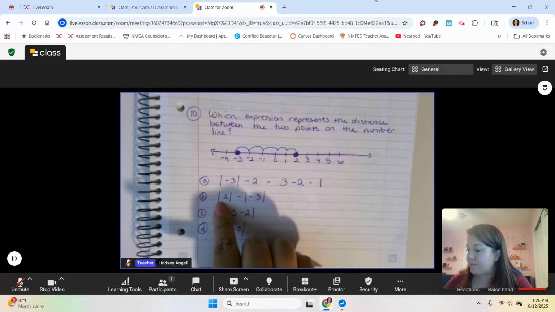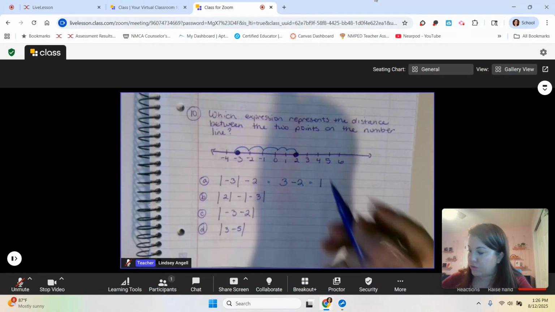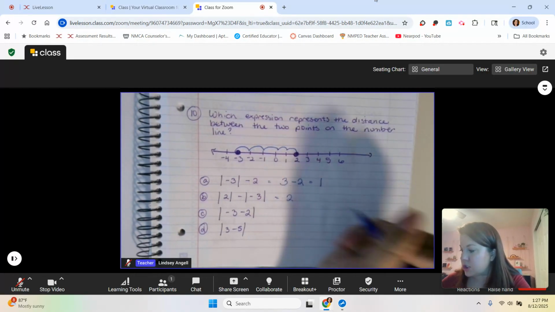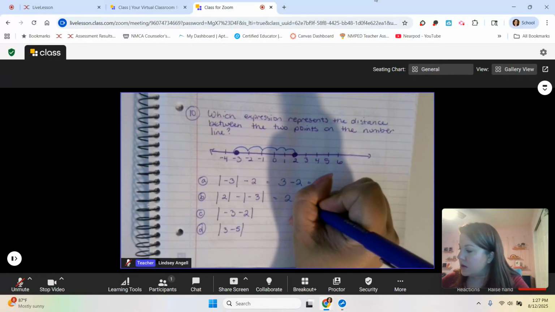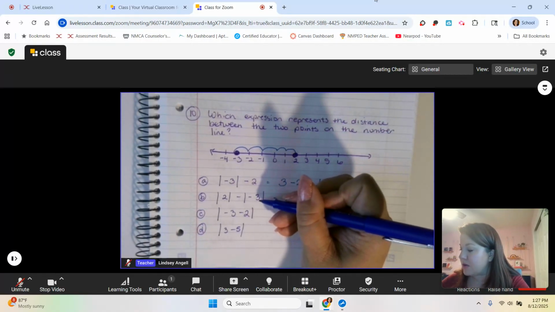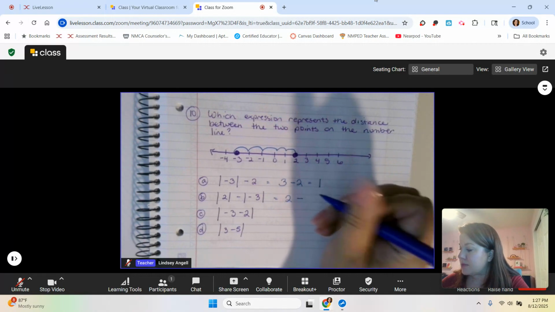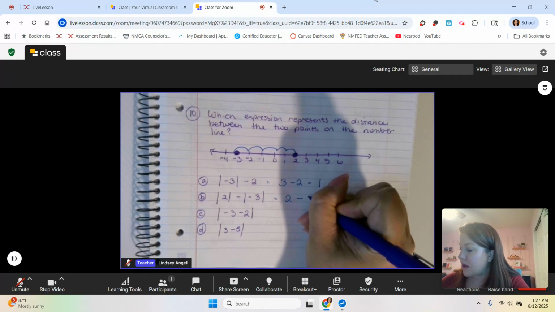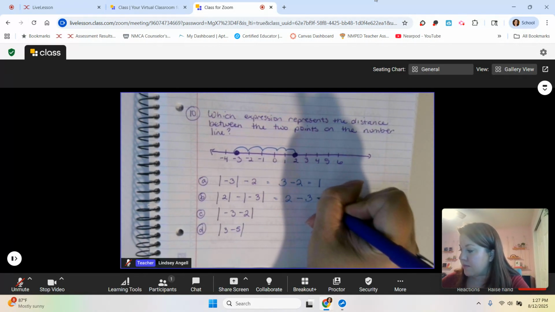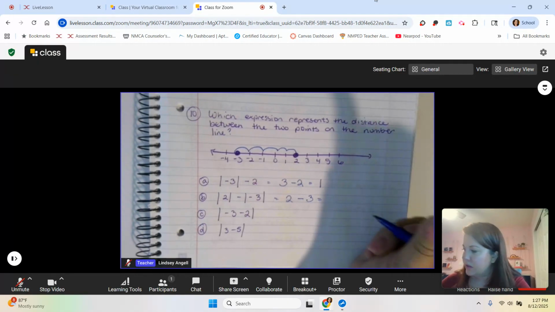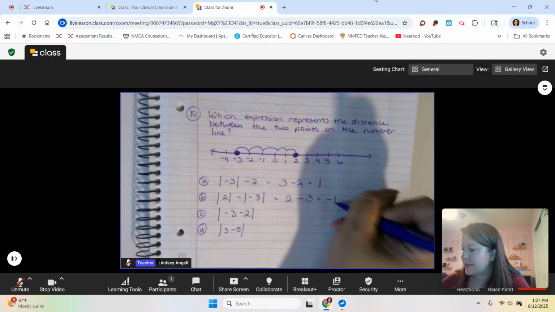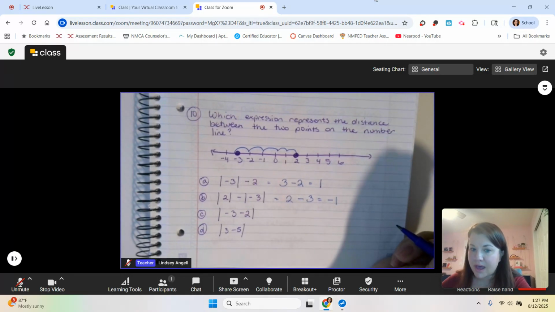Let's look at B. The absolute value of 2. Well, that's just 2, because 2 is 2 spaces away from 0. We have minus, and then the absolute value of -3. Well, like we talked about up here, the absolute value of -3 is 3. Well, now I have 2 minus 3. Okay, well, 2 minus 3 is -1, not 5.